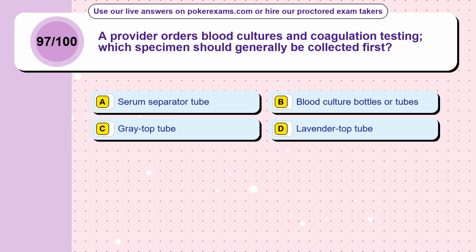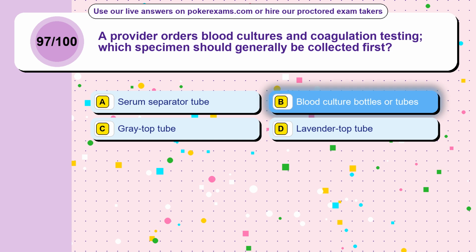Question 97. A provider orders blood cultures and coagulation testing. Which specimen should generally be collected first? Option A, serum separator tube. Option B, blood culture bottles or tubes. Option C, gray top tube. Option D, lavender top tube.